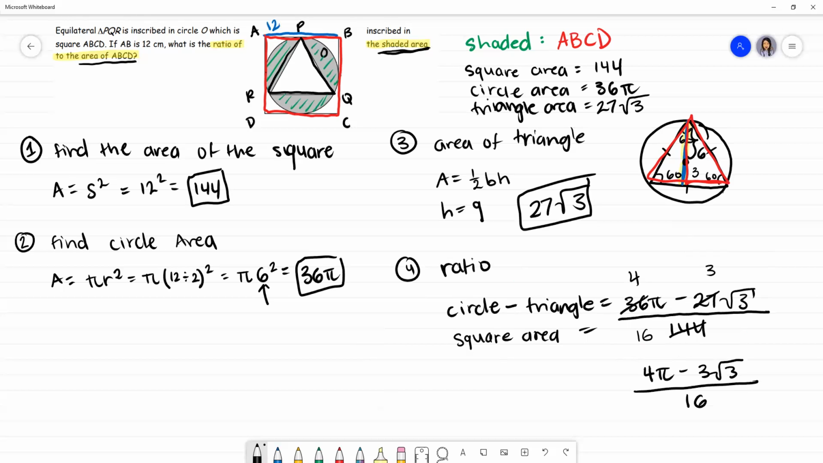And we can simplify it further, because although 4 and 16 are divisible, we can simplify these two. We can't simplify this 3 over here. So our final answer is 4 pi minus 3 square root 3 over 16.